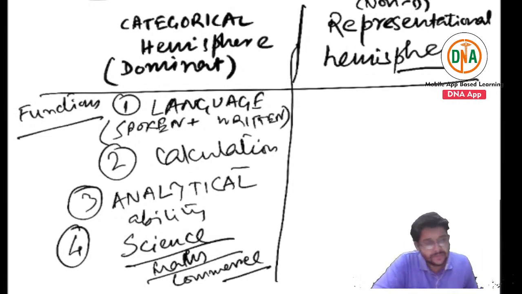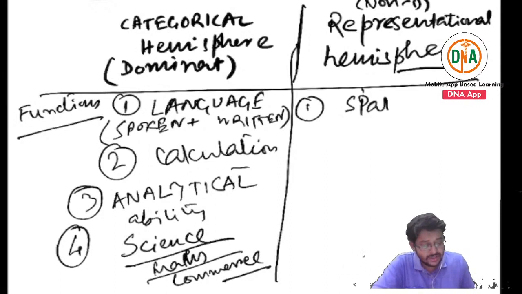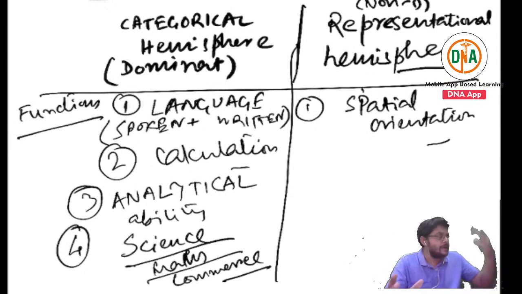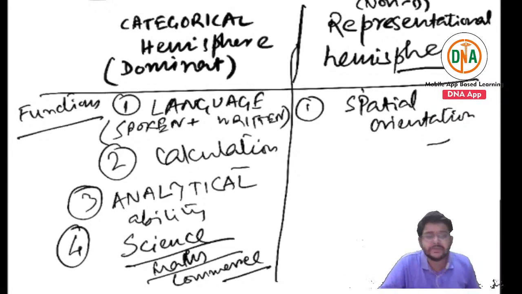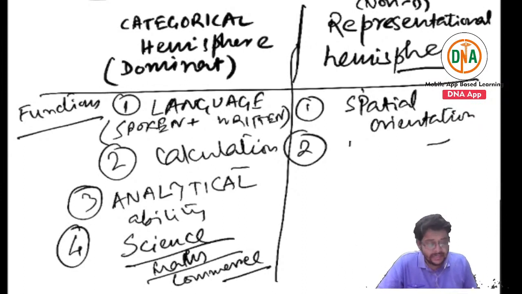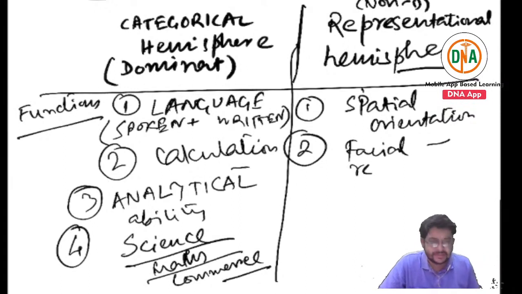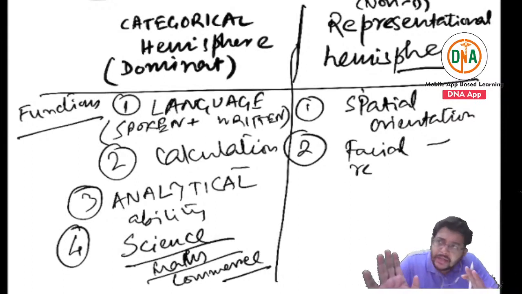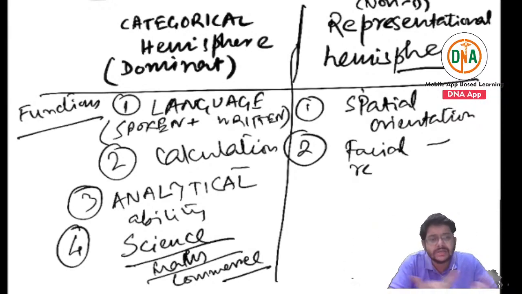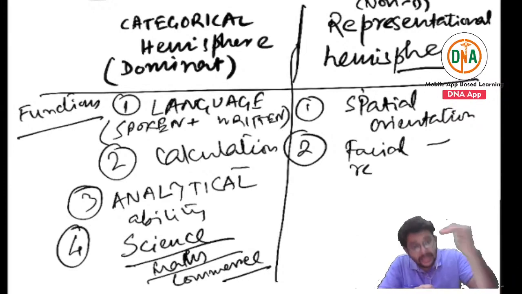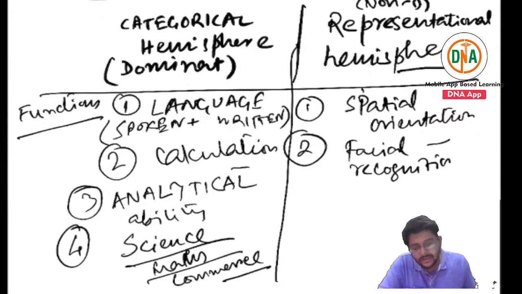If we come to the representational hemisphere, there are certain changes. What are those? First is, the representational hemisphere gives us a spatial orientation. The idea of a 3D object or idea of a 3D space is delineated by the representational hemisphere. Second is our facial recognition, to remember people's faces. Many times as we age, I can recognize a person by his face, but I just forgot his name. So there's a disbalance in the connection between the representational hemisphere and the categorical hemisphere as we age. Anyway, facial recognition is the second thing.